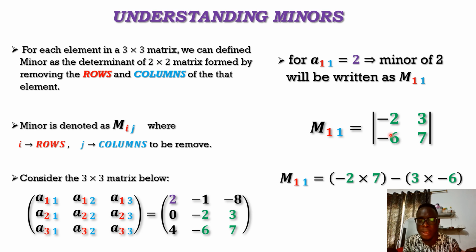And the determinant means that we should multiply the first diagonal, also multiply the second diagonal, then subtract the result of the second diagonal from the first diagonal. So here -2 times 7 will be here, then 3 times -6 will also be here. Then -2 times 7 will be -14, then 3 times -6 will be -18, and negative will be positive, so at the end of it all, our minor answer will be -14 plus 18 equal to 4.